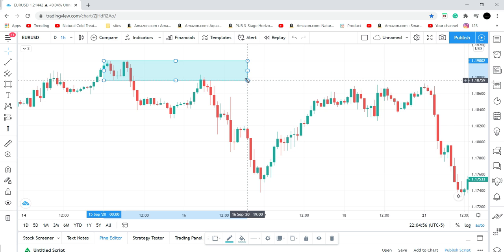The reason why is because a lot of times you will see price come to that zone where you have a lot of these candles. It will come exactly at the bottom of that range, or the top of the range, and it will bounce off.